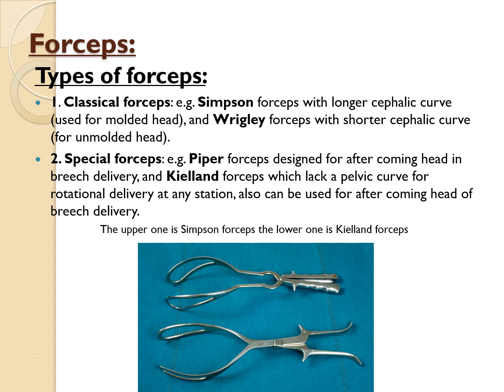Second type is a special forceps, newer ones. Example, Piper forceps that is designed for after-coming head in a breech vaginal delivery, and Kielland forceps which lack a pelvic curve for rotational delivery at any station. Also can be used for after-coming head of a breech delivery. This figure showing two types of forceps. The upper one is Simpson forceps and the lower one is Kielland forceps.